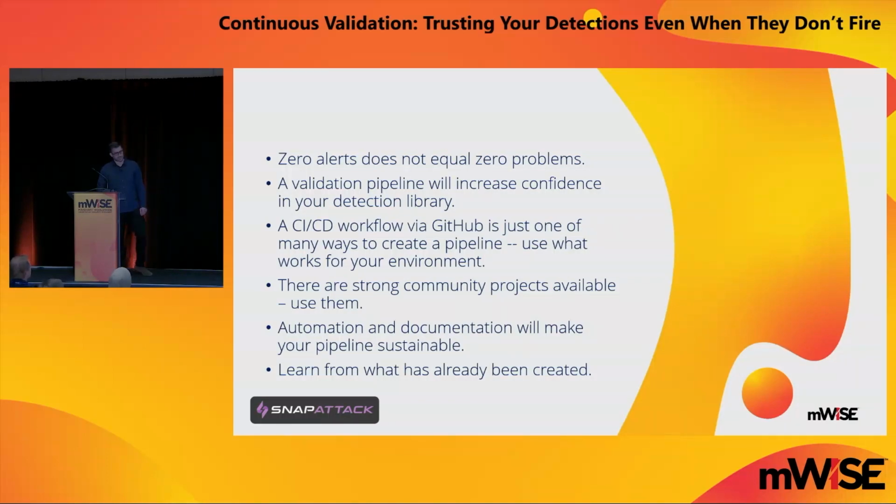So basically the key takeaways here, right? Zero alerts doesn't equal zero problems. I think we all kind of knew that, but that's just the truth. A validation pipeline is going to increase your confidence in your detections. A CI/CD workflow via GitLab, or GitHub, is just one way. You're going to want to build something that works specifically for your environment, because every environment is different. And then utilize those community projects and get involved in them, because they're super powerful. Lots of smart people that you can pull from.